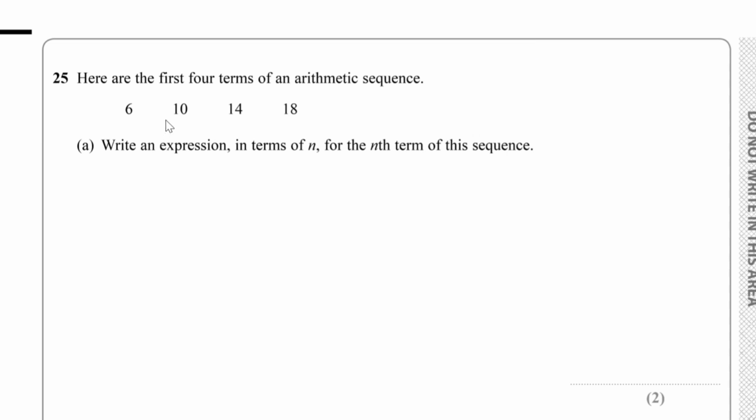Question number 25. Here are the first 4 terms of an arithmetic sequence. For part A, we have to write an expression for the nth term of this sequence. Well, the first thing we can do is find out the difference between each of these terms. The difference between each of these terms is plus 4. And the inverse operation of adding 4 will be to subtract 4. So if I do 6 subtract 4, that will be 2.